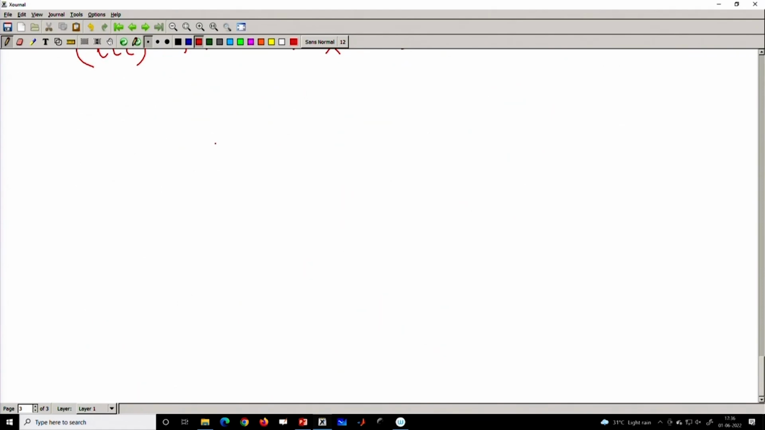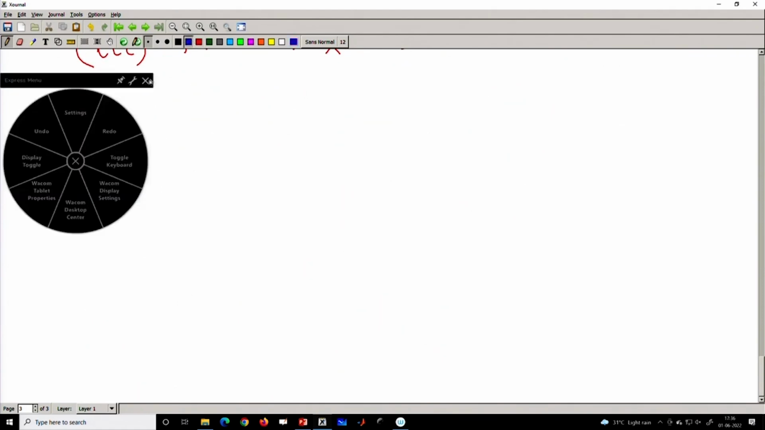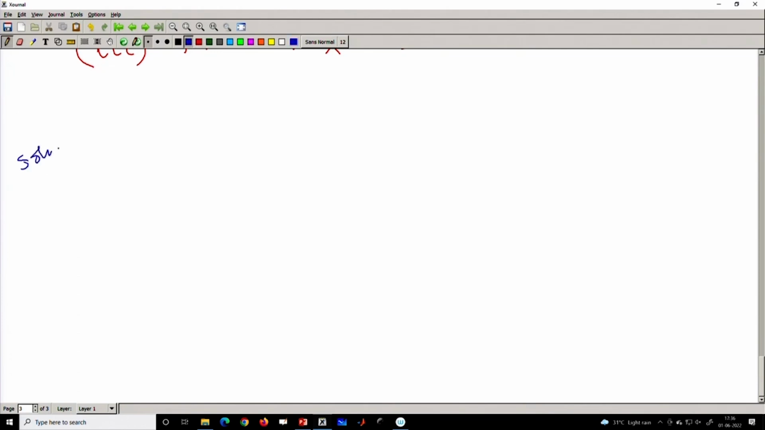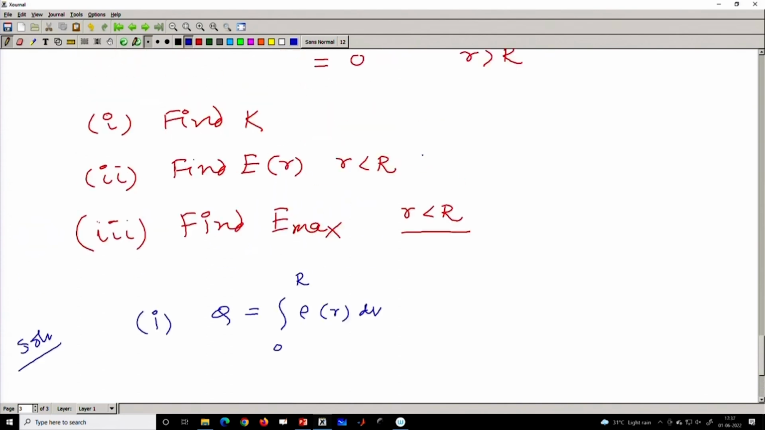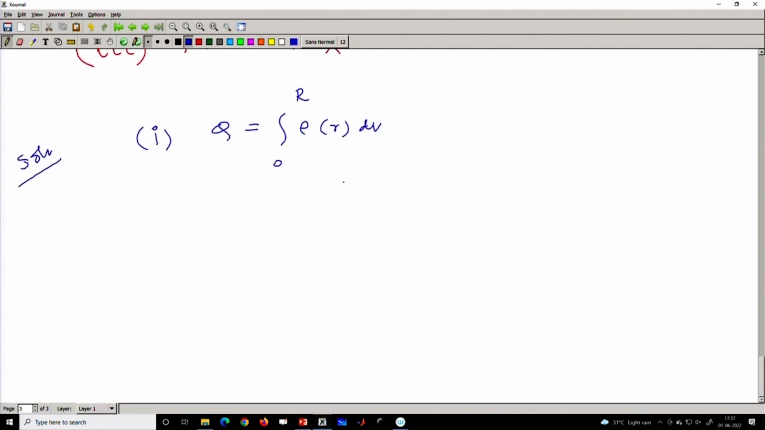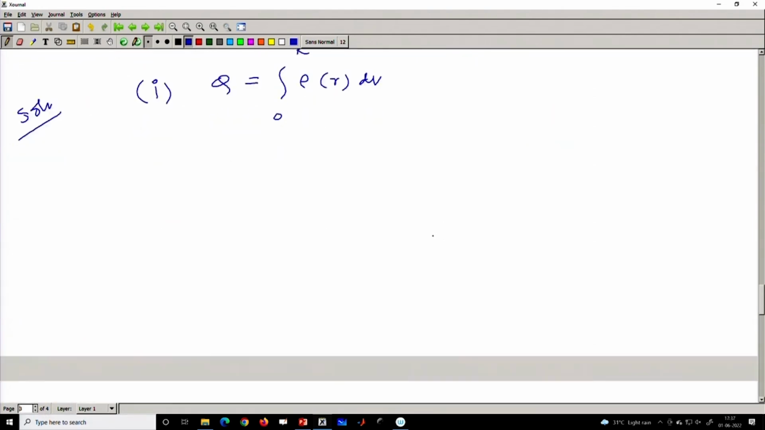So, the strategy is straightforward. The solution for problem 1 is this: Q should be equal to the integral from 0 to R of rho(r) dV. So, that we know, and rho is given here, the charge density is given here. So, we are going to exploit that expression to find out what is the total charge.